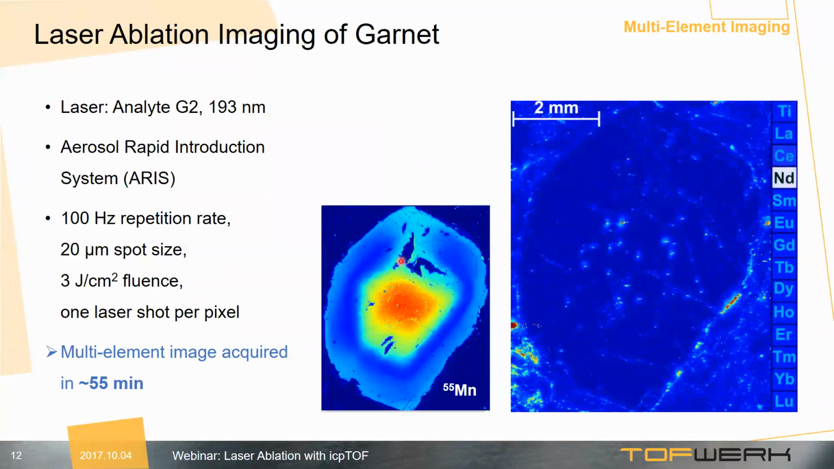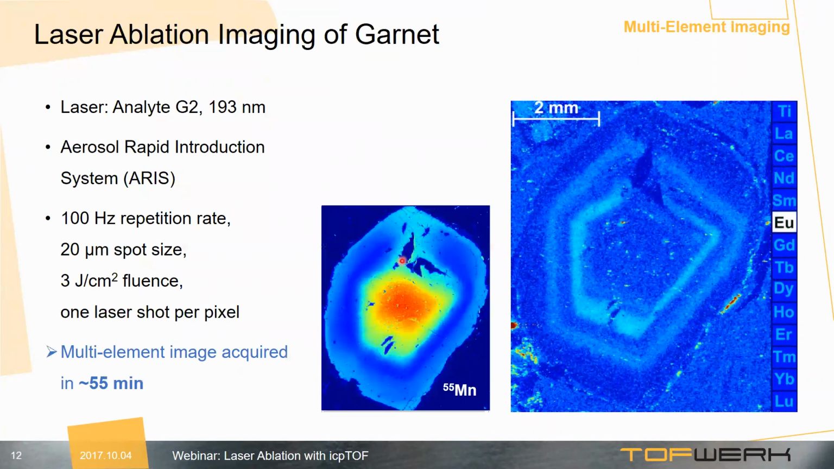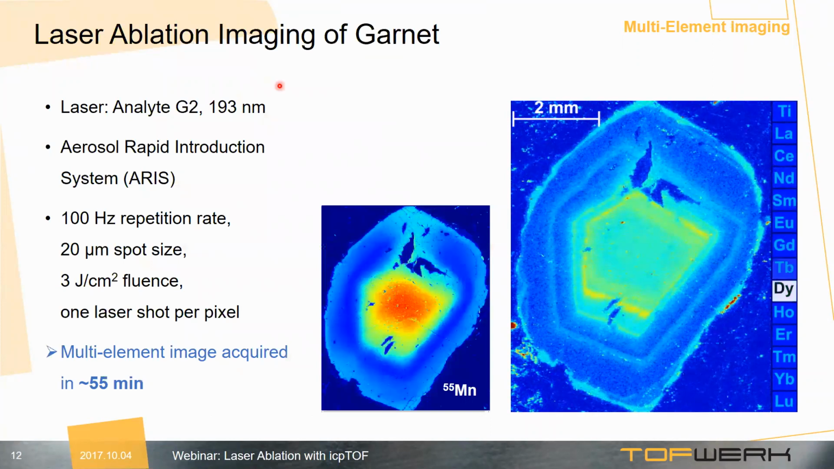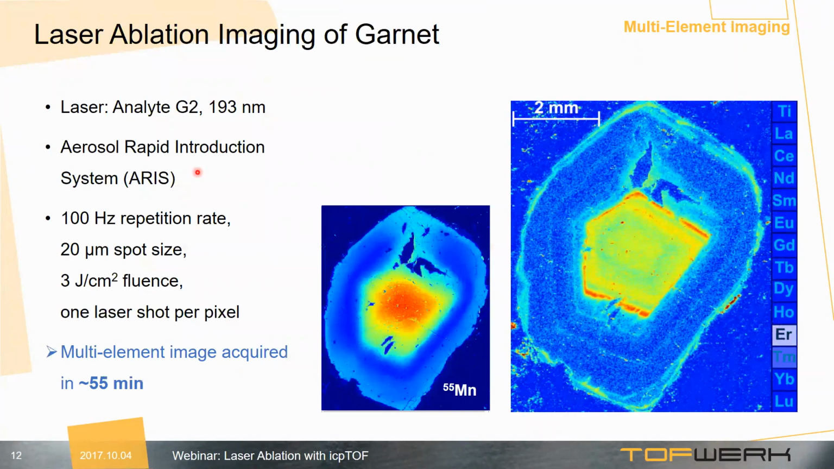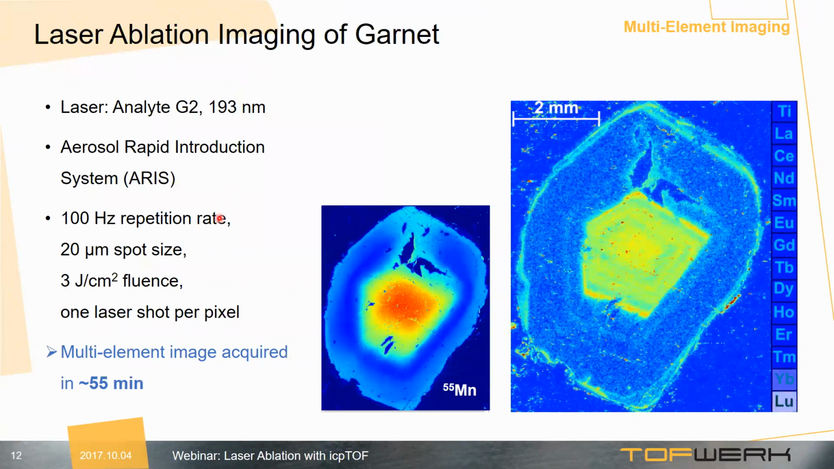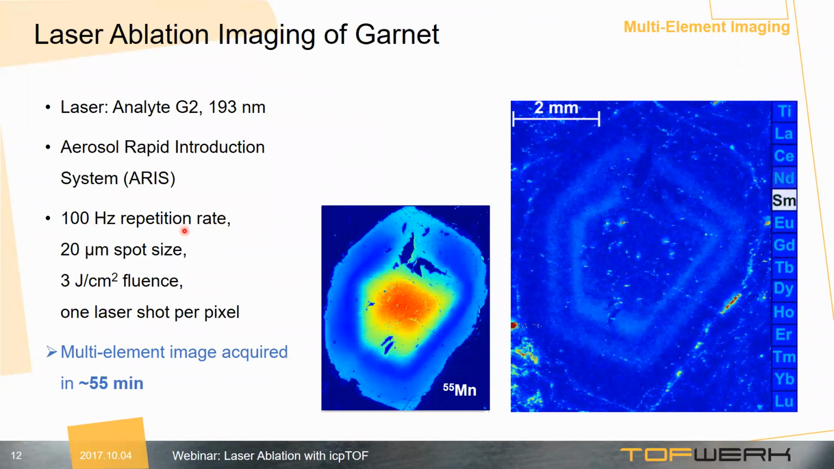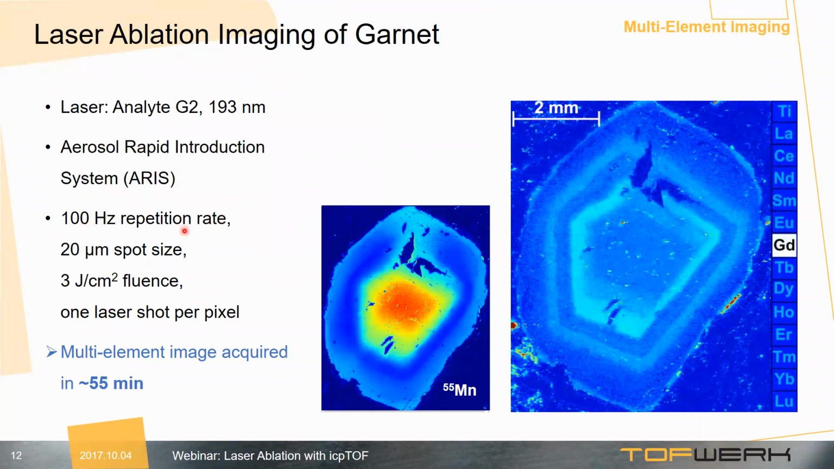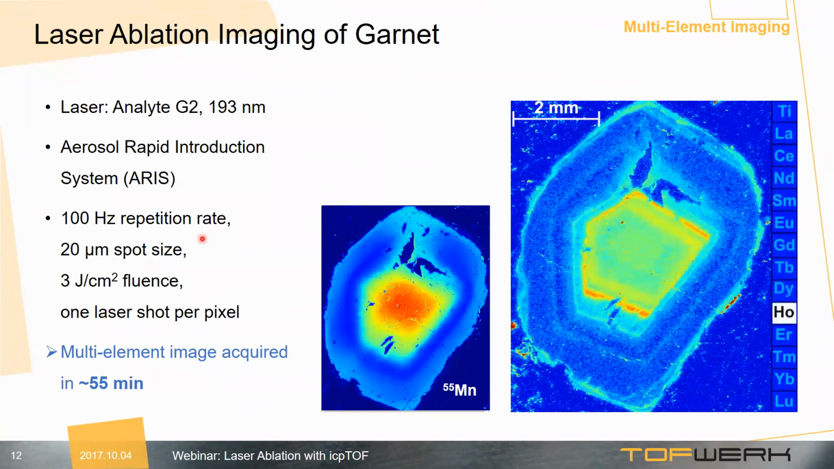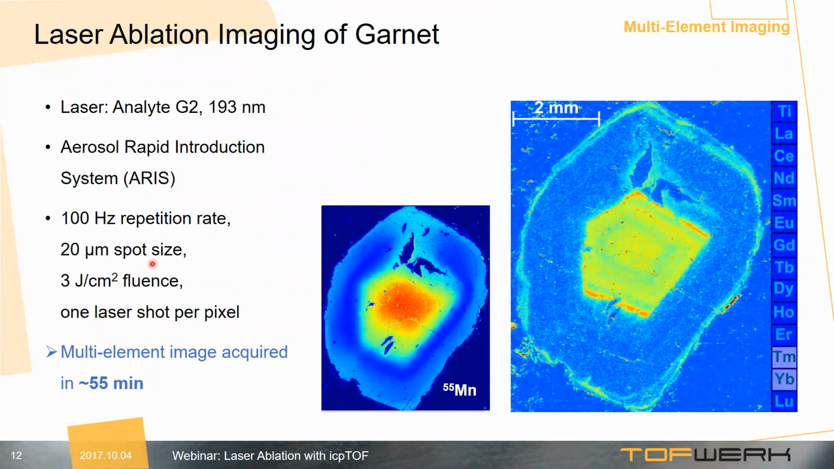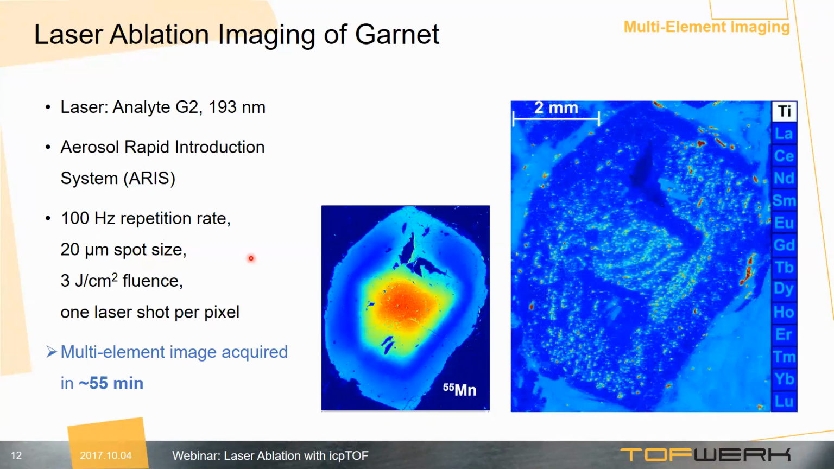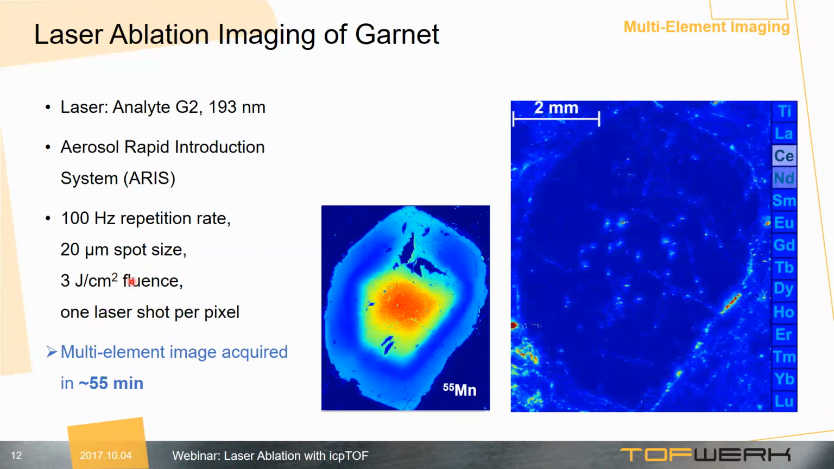All right, so here are the results. As I said, we use the Analyte G2 laser for this, equipped with the ARIS device for fast washout. And in this example, we're actually able to run the laser at 100 Hertz because the signal width of the single laser shot was just 10 milliseconds or so. We used a spot size of 20 microns, so fairly high spatial resolution. And this was the sort of fluence we used.